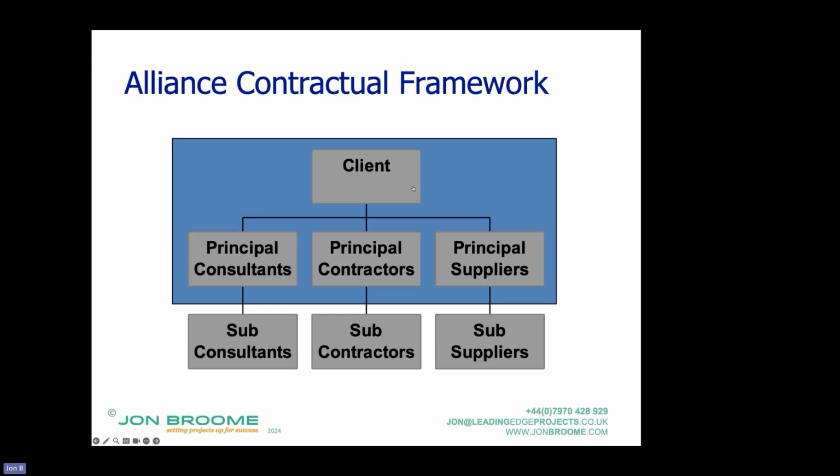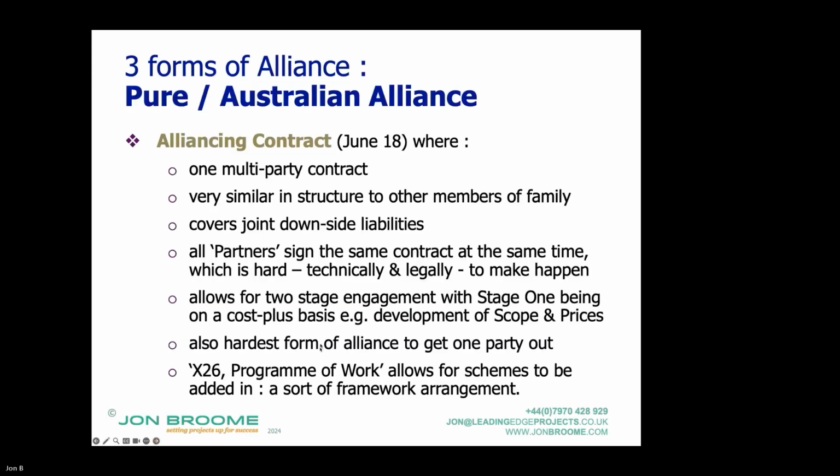The advantage of this form of the alliance contract is it's not just the gain side, there's also a pain side. So if it comes in over the £20 million, then everybody chips in as well. So it's got the downside risk in there. So all partners sign the same contract at the same time.